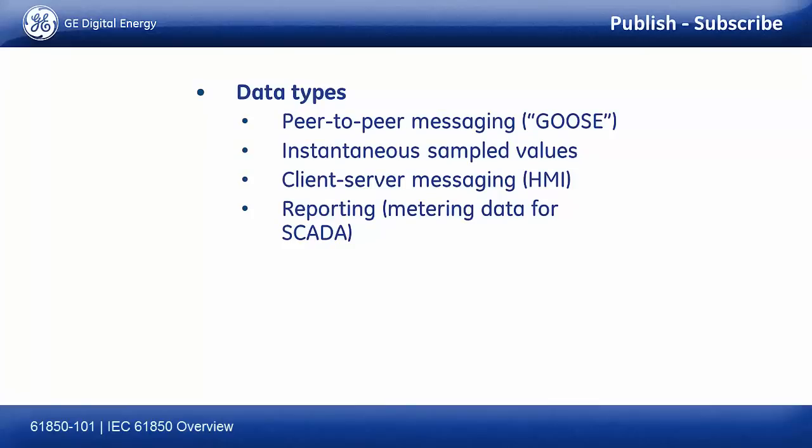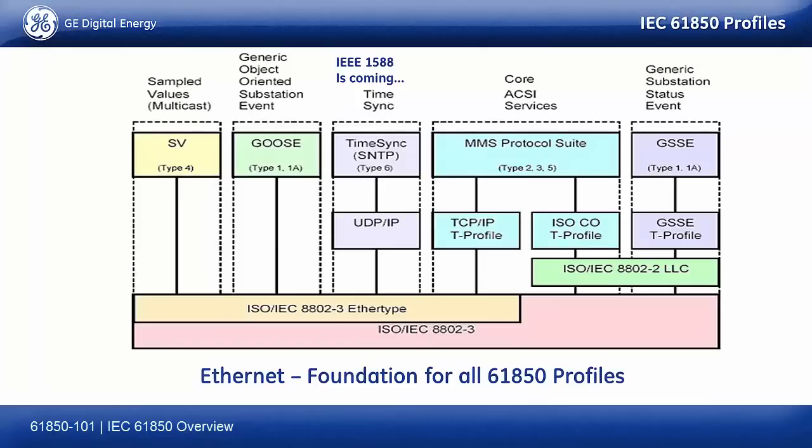So I look at publish subscribe and defined data types. There's peer-to-peer messaging, which is GOOSE, which uses publish subscribe, so I have two devices that can talk to each other with data. I have instantaneous sampled values that I use in process bus, so I can sample currents and voltages to recreate phasors or do recording, which uses publish subscribe. Very simple raw data. Now I look at other information, like client server messages for HMI, for control, like reporting, like metering data, which does not use publish subscribe. It uses MMS and client server methods. It's a little different, but basically I'm still putting this data out where anybody can get it, and I'm not establishing a permanent connection or addressing, or always sending the data one way.